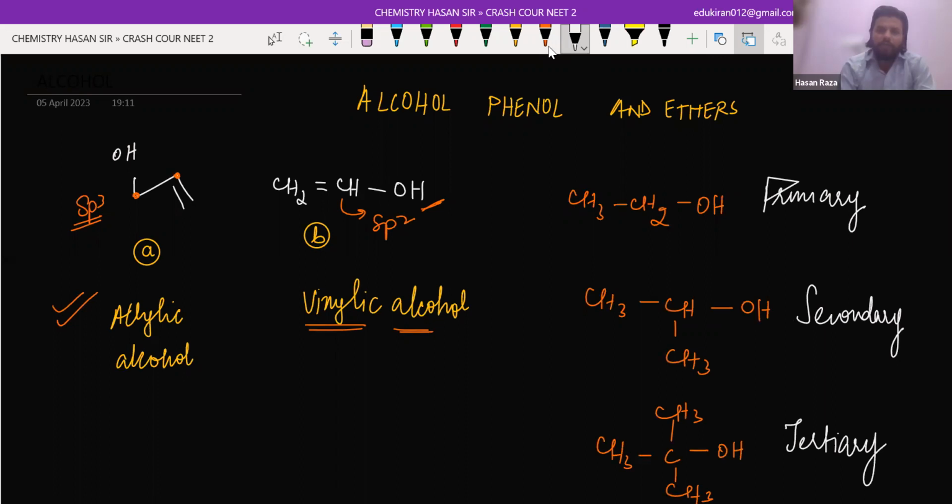If anyone has any doubt, just ask me. This is the right time. As you can see, the carbon to which OH is connected is 1 degree. That's why it is 1 degree alcohol. To this carbon OH is connected, this is your 2 degree, and that's why it is secondary. And this carbon is 3 degree, that's why it is tertiary. So these are basic classifications. You can also classify on the basis of number of OH groups. Like if one OH is there, monohydric, two OH, dihydric, trihydric, and phenol. You can also classify in the same way.